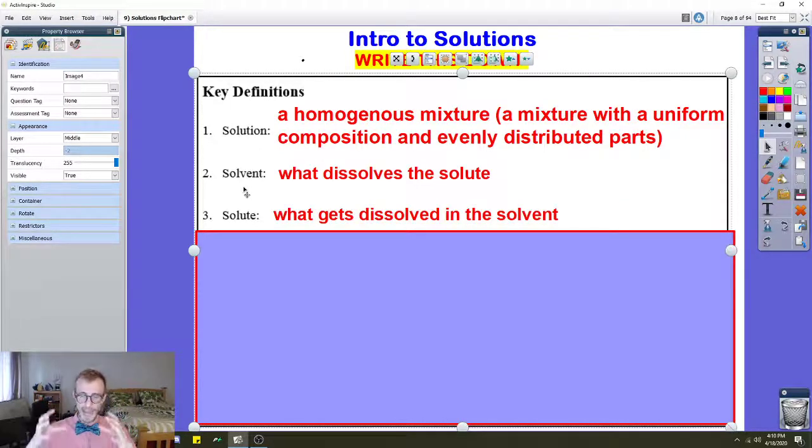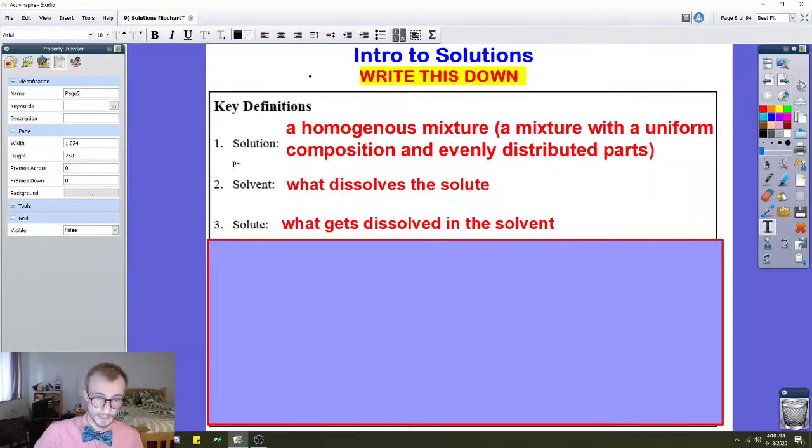So a couple of definitions in a solution. The thing that you're adding stuff to is the solvent. In this case, for most of what we're going to be doing, this is going to be water, and the water is going to be our solvent. Sometimes it's called the universal solvent because it's just so common. We use it as a solvent in our everyday lives, and we use it as a solvent in chemistry. So that's the solvent, whatever it is that we're adding stuff to.